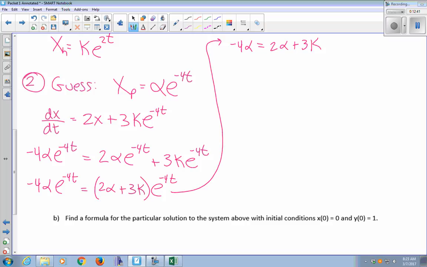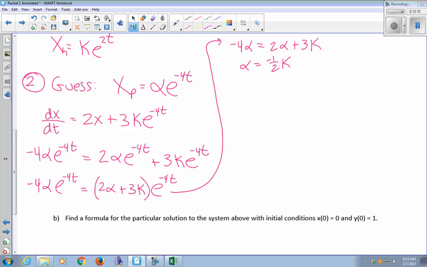And I'm trying to solve for alpha. I'm looking for alpha, because that was what I started with. I said I need an x particular that looks like this, and I'm going to try to figure out what I have to make alpha to make this work. So I'm going to solve for alpha here. And you end up with alpha equals negative 1/2 k. Just move the terms, so you have negative 6 alpha equals 3k, divide by negative 6.